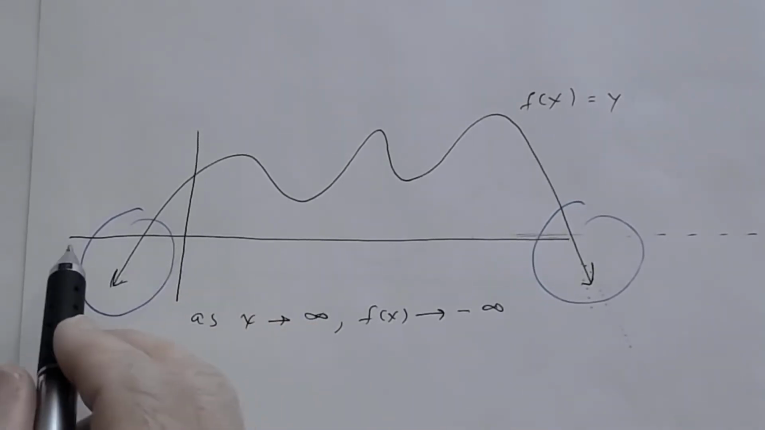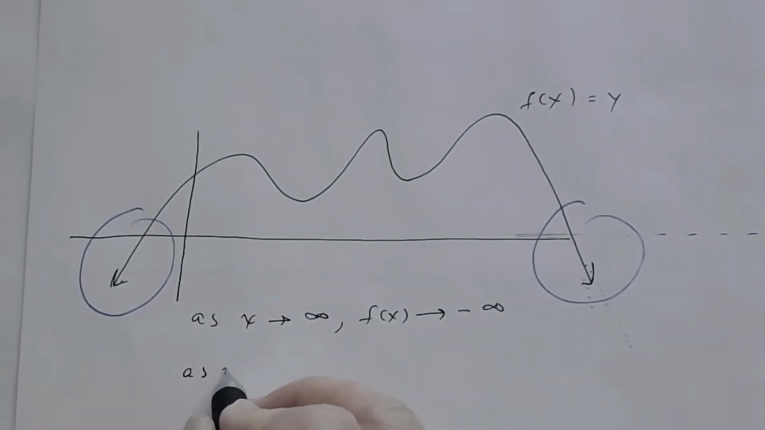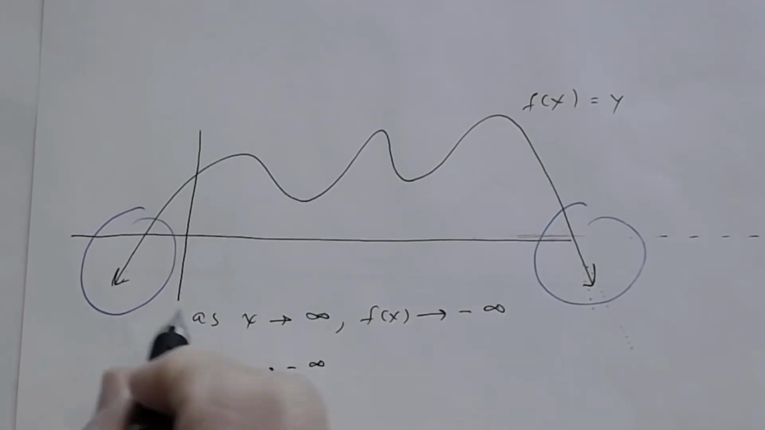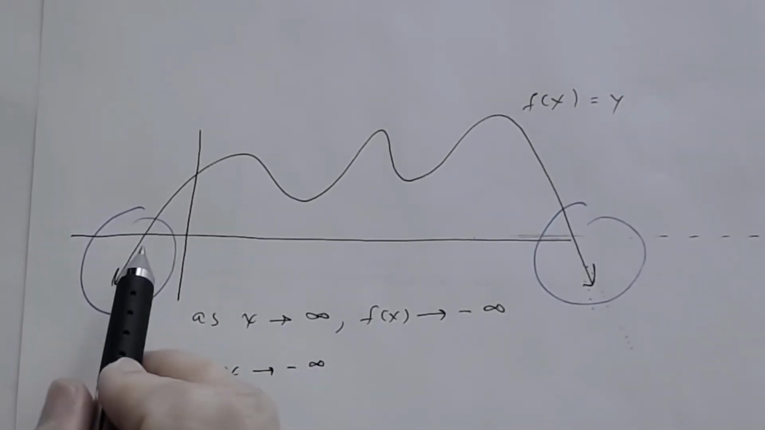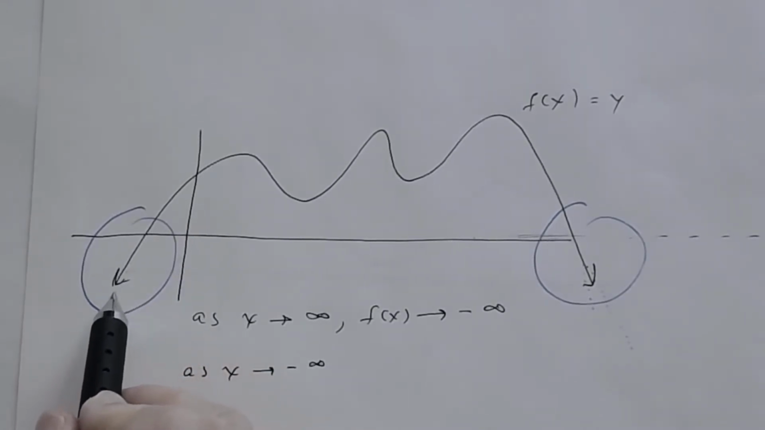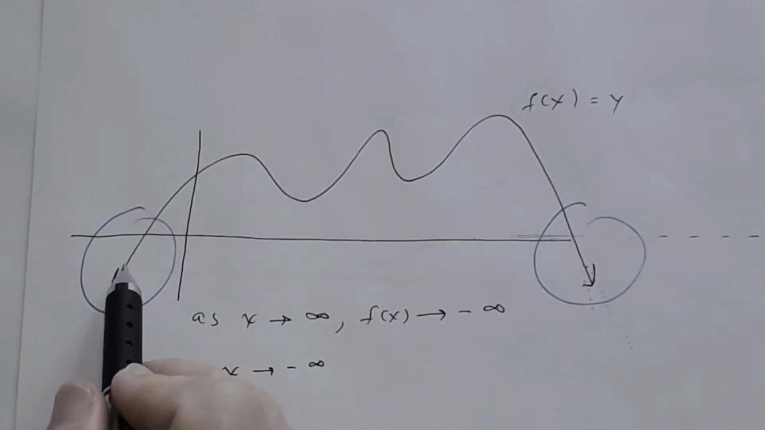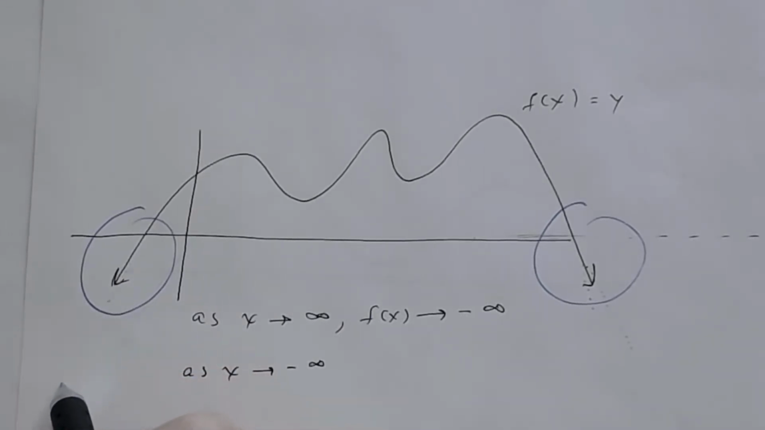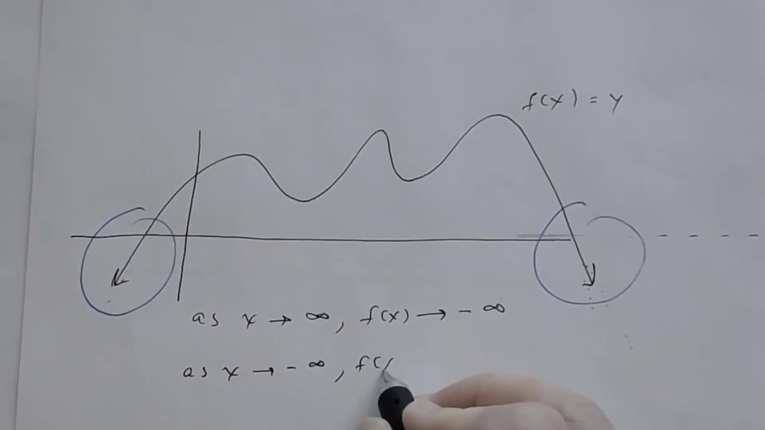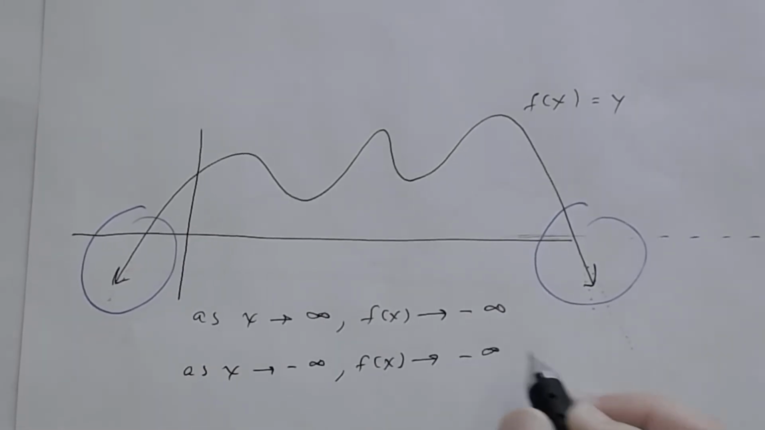Okay, now let's look at this side. So as x approaches negative infinity, as x gets smaller and smaller and smaller, what are those y values doing? Well, this arrow is going down, right? So your y values are getting more negative. All right, so that means f of x is approaching negative infinity.